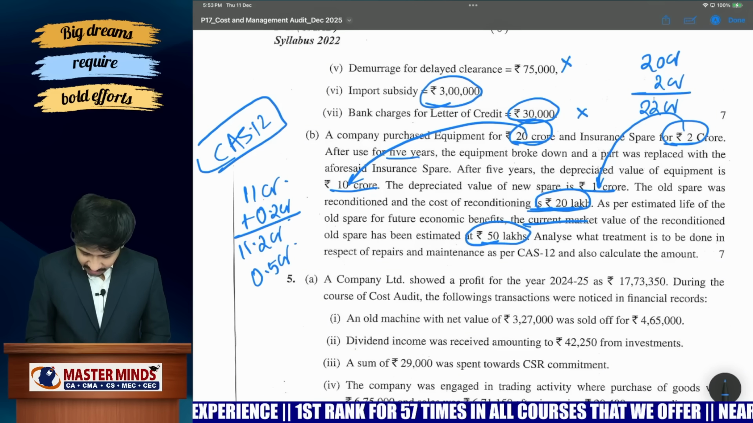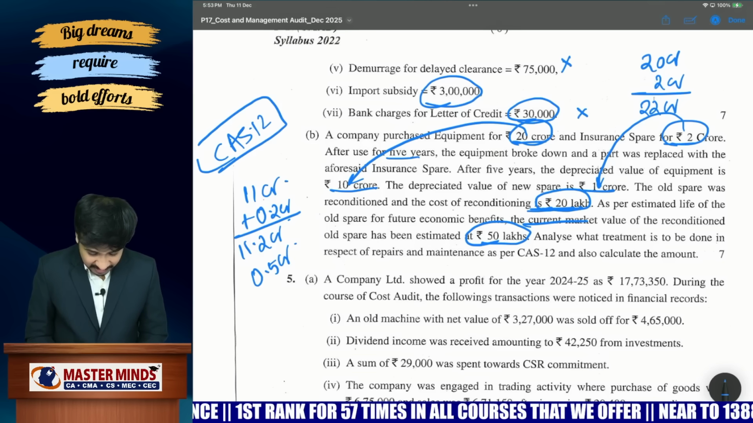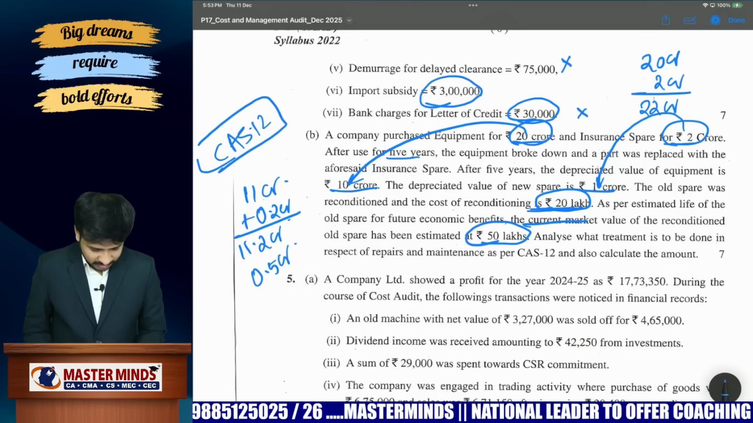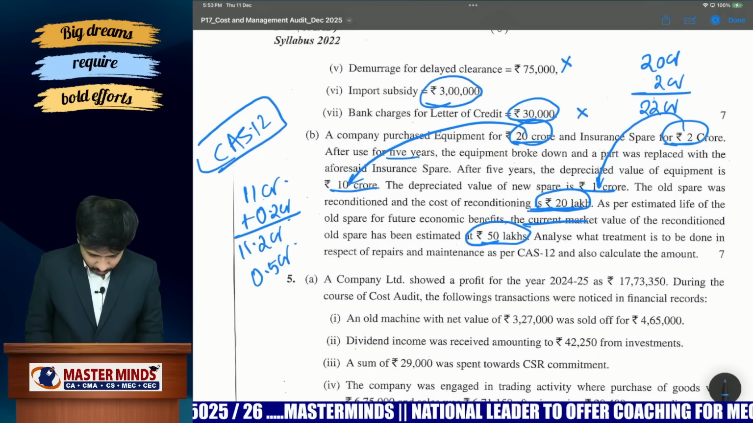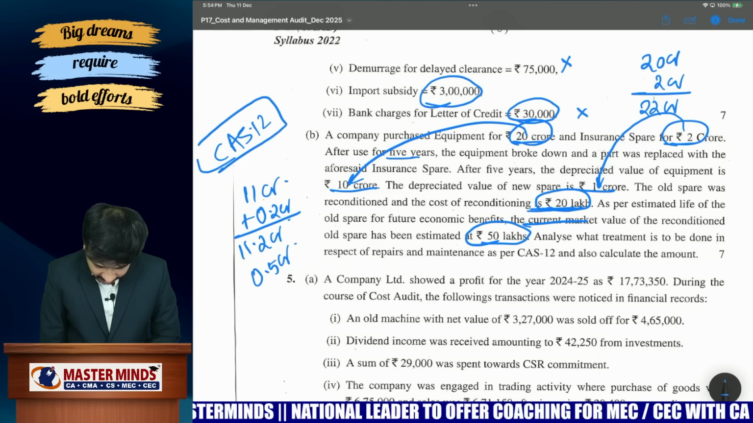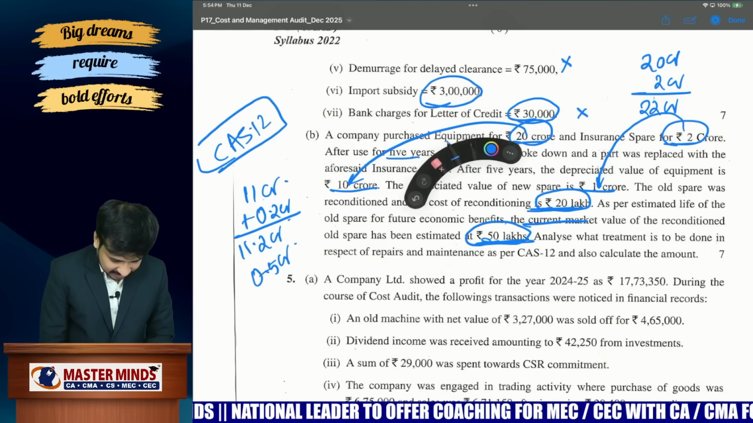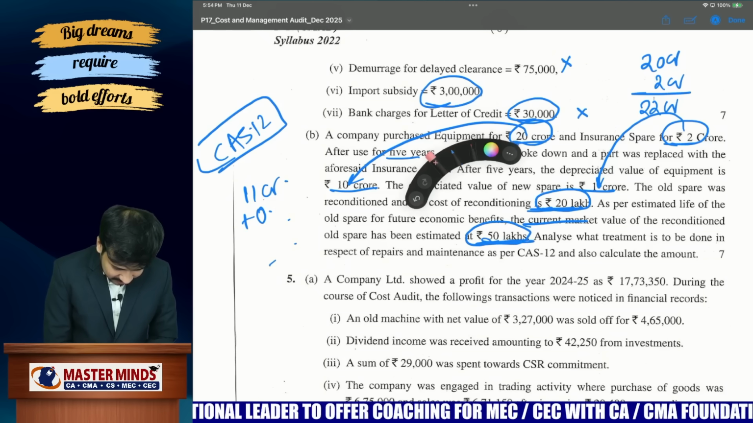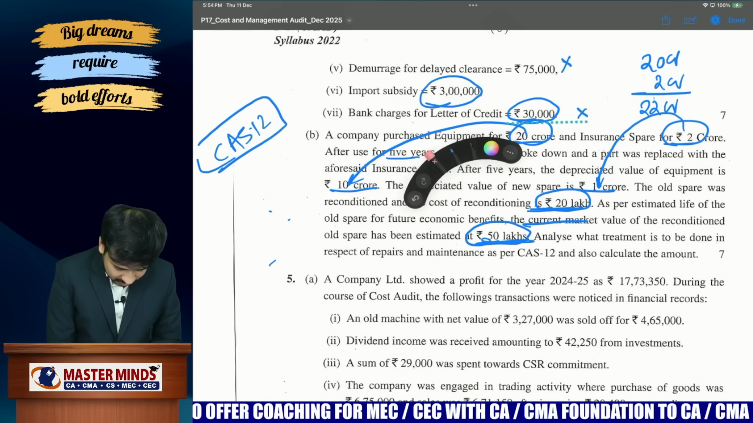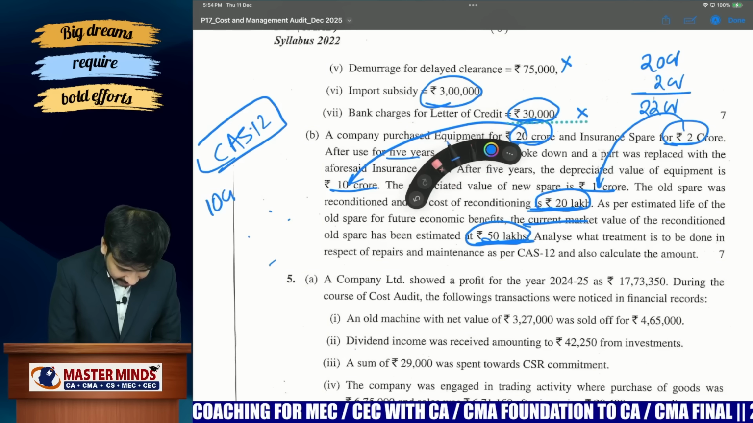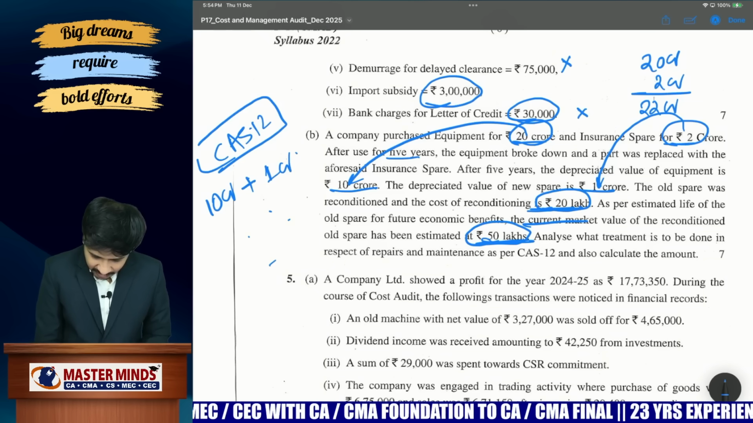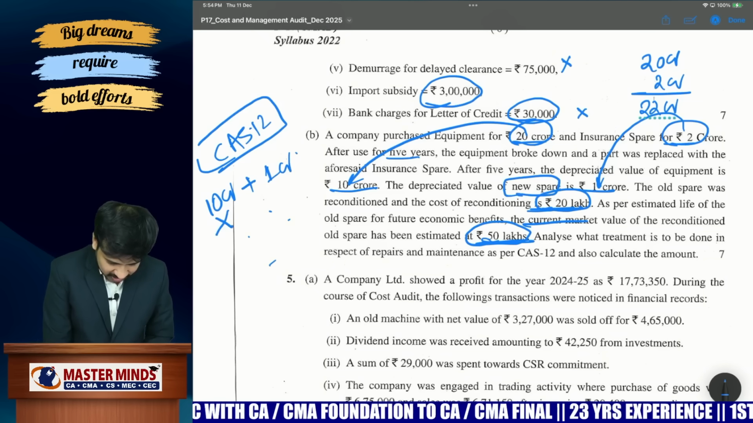Analyze what is the treatment that is to be done with respect to the repairs and maintenance as per CAS number 12 and also calculate the amount. Since here he is actually concentrating only on spare, because this old spare value of reconditioning, old spare current market value is 50 lakhs. Let me modify this something like this. Totally 10 crores plus 1 crore. And here he is talking only about the spare. So forget about this part.